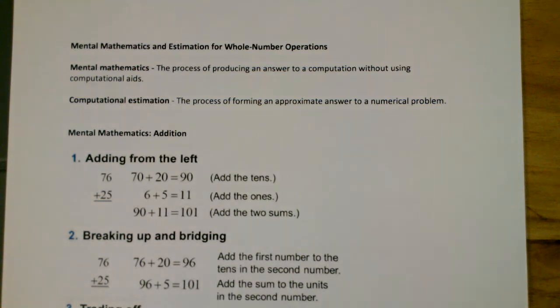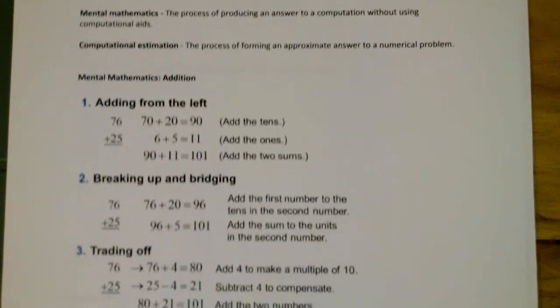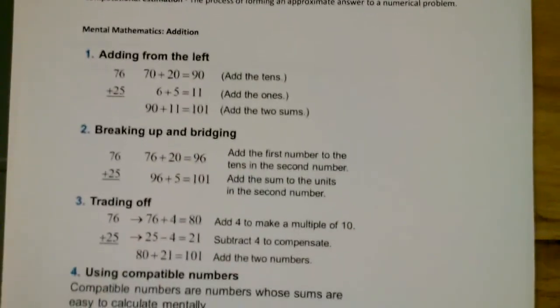All right. Now let's look at some mental math techniques and estimation for whole numbers. Mental mathematics is the process of producing an answer to a computation without using computational aids, that is, without using a calculator or software or whatever. Computational estimation is the process of forming an appropriate answer to a numerical problem. So let's start off with some mental mathematics techniques for addition. And here I got 5 of them right here on this handout.